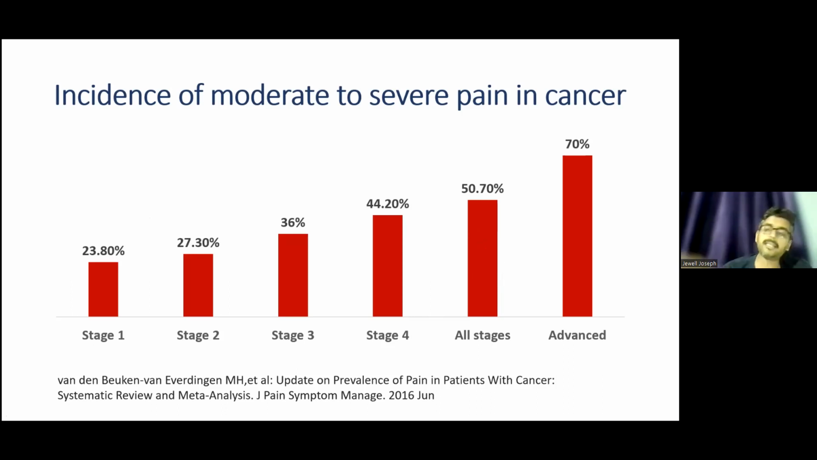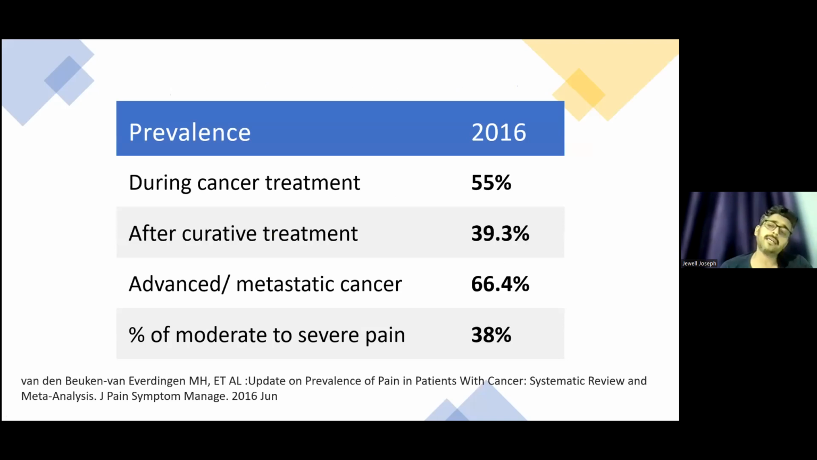And if we take the advanced stages alone, around 70% of patients suffer from cancer pain. Another important thing to notice is that the prevalence of cancer pain is not limited to the disease process alone. The data from the same paper shows that pain can be a problem before, during, and after treatment. Around 55% of the patients had pain during cancer treatment, and 39.3% had pain even after curative cancer treatment. In advanced and metastatic cancer, the incidence is as high as 66.4%, and the percentage of moderate to severe pain is 38%.